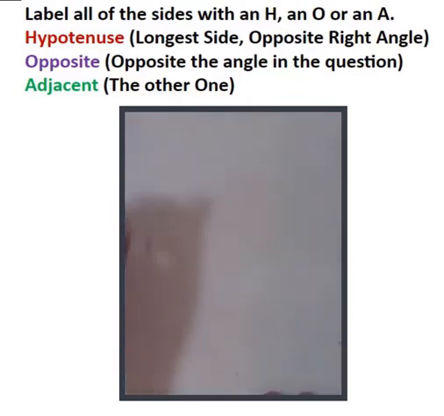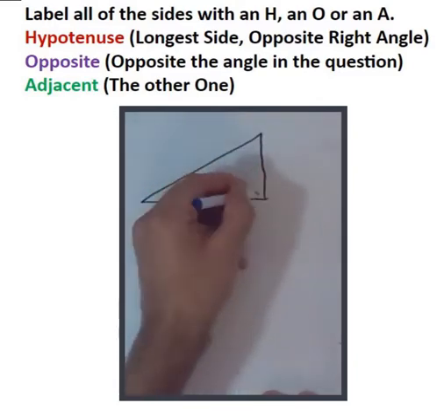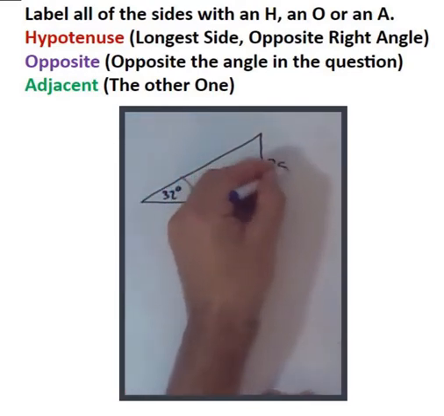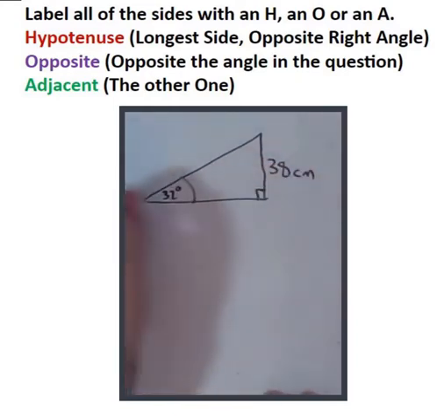So if we have a triangle like this, there you go, a right angled triangle, you've got a given angle of 32 degrees, and you have a side length here of 38 centimeters, and you have a side length that you want to find, x, right? So all I want you to do is get used to labeling the sides. So remember, it's H-O-A in that order.